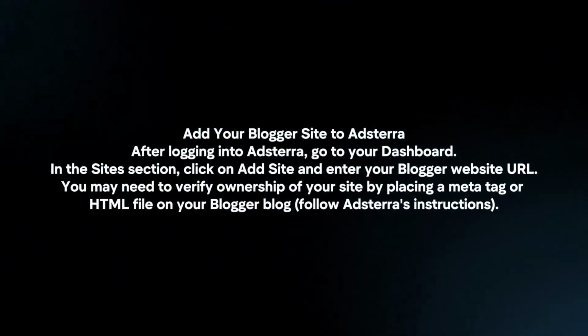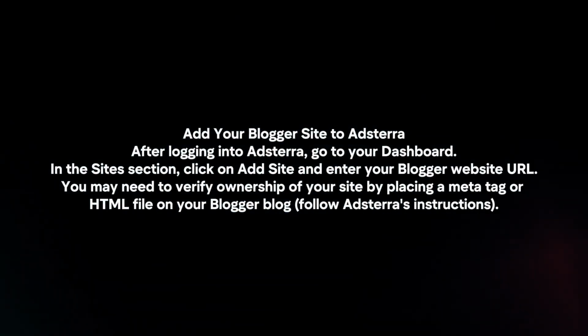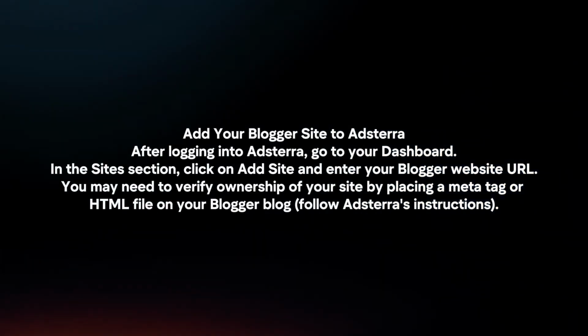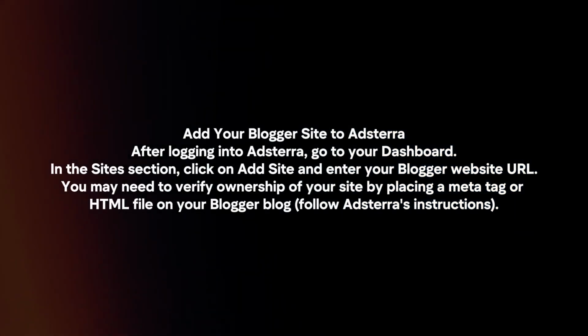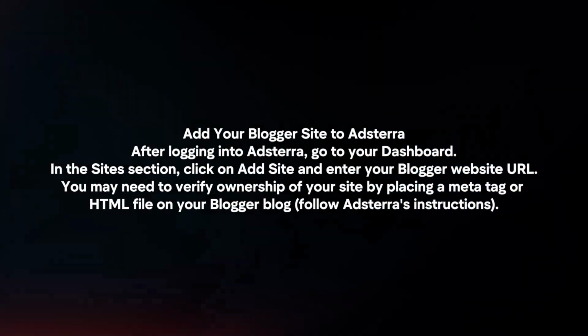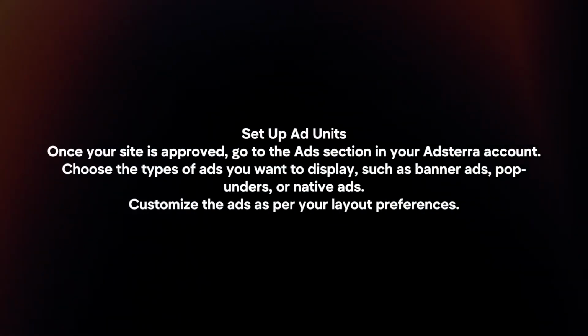Add your Blogger site to Adsterra. After logging into Adsterra, go to your dashboard. In the Site section, click on Add Site and enter your Blogger website URL. You may need to verify ownership of your site by placing a meta tag or HTML file on your Blogger blog. Set up ad units.